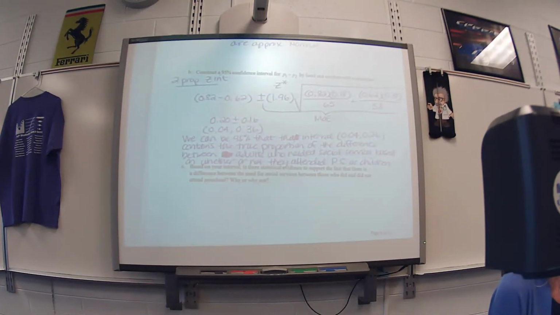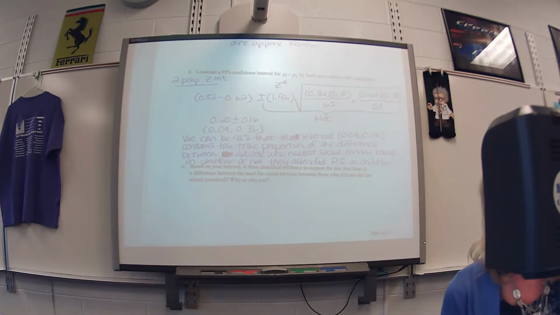Again, on the homework, if you want to shorten it and just say, we could be 95% confident, dot, dot, dot, that's fine. Don't do it on my test. Don't do it on May 5th. And don't just say it contains the true proportion of the difference. The difference of what? Because you have to think about what this researcher was trying to figure out. This researcher was trying to decide, does going to preschool help reduce the number of adults who would have to claim welfare?